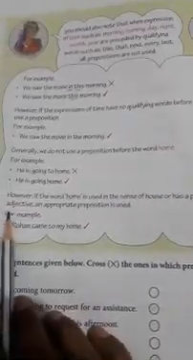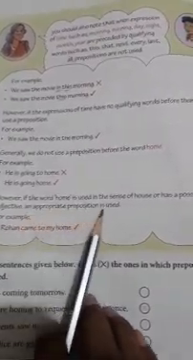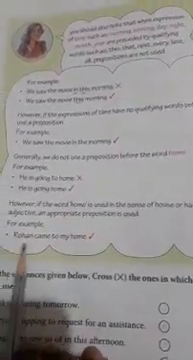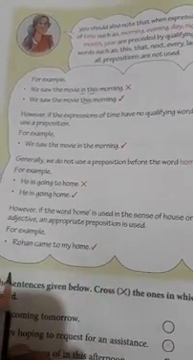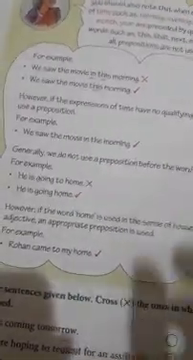However, if the word home is used in the sense of house or has a possessive adjective, an appropriate preposition is used. See, Rohan came to my home. My home, possession. I am the owner of the house and he came to my home. I am going to Kansiram's house, Kansiram's home. I am going to Sri Aswin's home. I am going to Kirti's house or Kriti's home. So when you are saying that we are going to someone's house, then you can use to there.